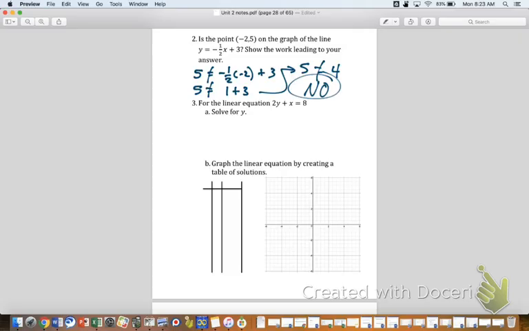Okay, and then 3 says, for the linear equation 2y plus x equals 8. So this is a little bit of review here at the start. So question A. This was one of the ones we struggled with the most on the concept quiz. I think it was number 5, the one on the far right, where it was like P equals 2L plus 2W, solve for W. Some folks just left that one blank. They're just like, don't know. So this is kind of a review of that. So if you see the words solve for y, what does that mean?